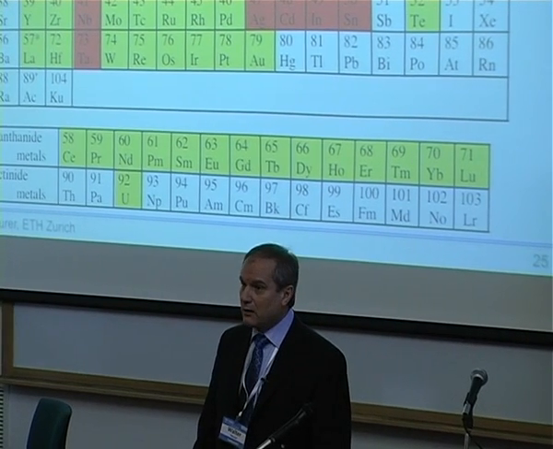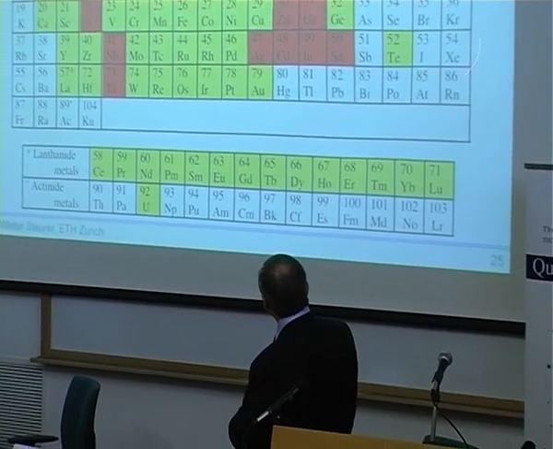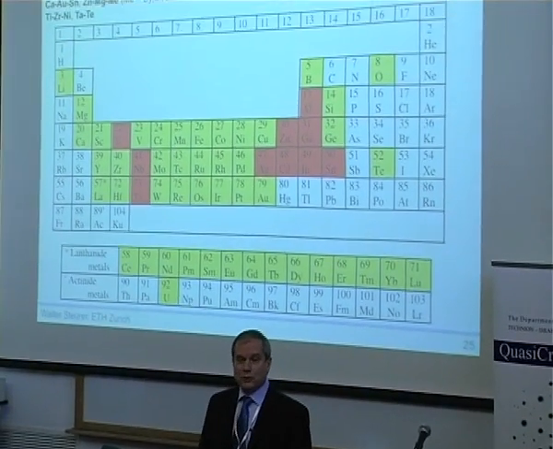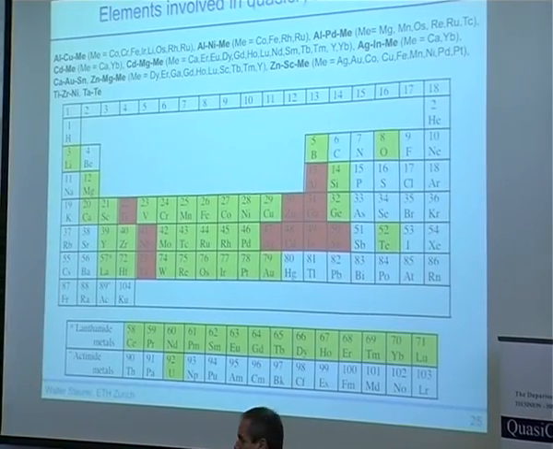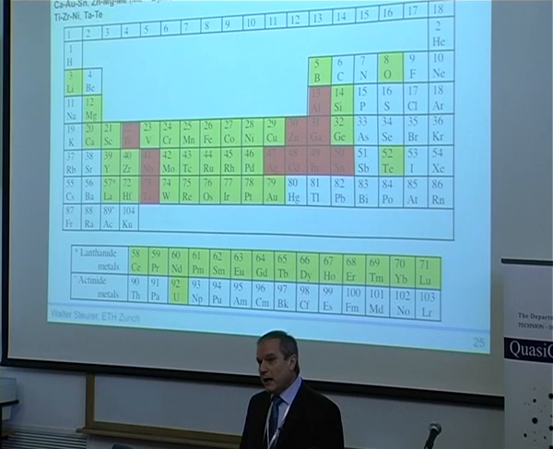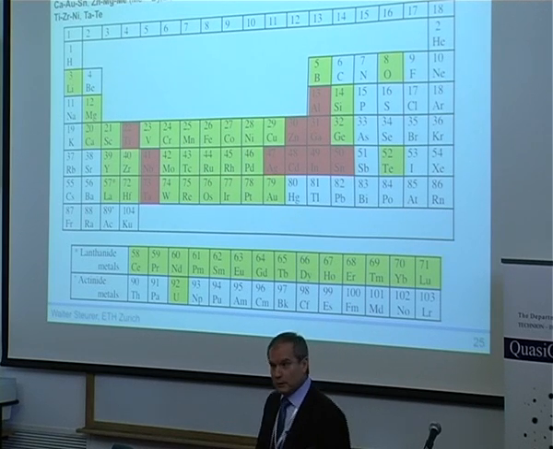Well, quasicrystals are mainly intermetallic phases. And here you see the elements which can be part of a quasicrystal. All these yellow or red marked elements, and one of the red is needed in a quasicrystal. So quasicrystals are binary or ternary intermetallic compounds. But you see, most elements of the periodic table can be involved in quasicrystal formation.